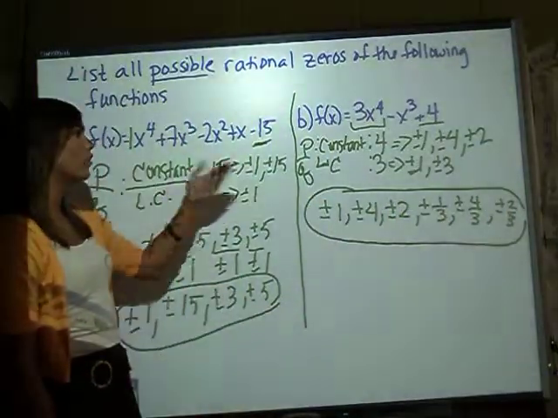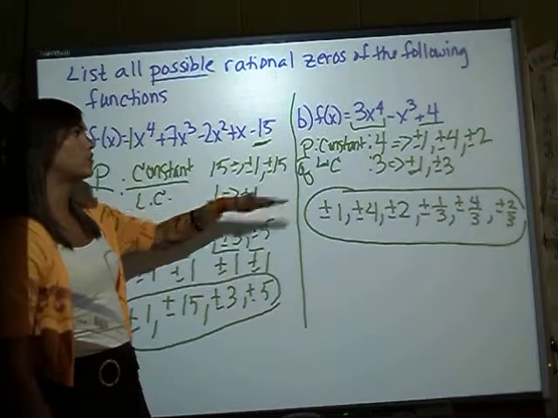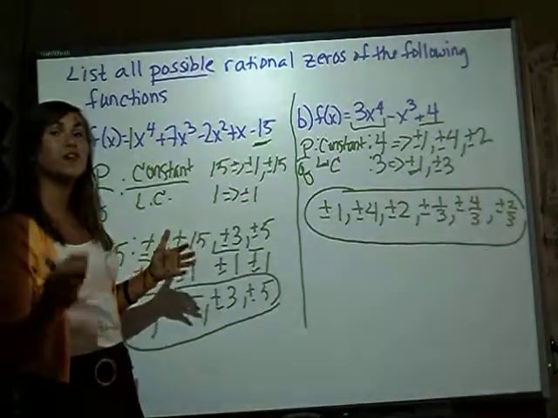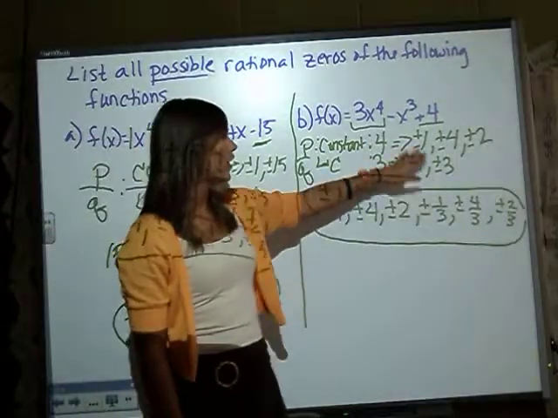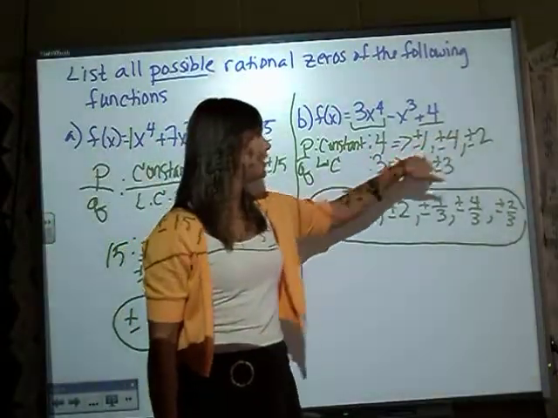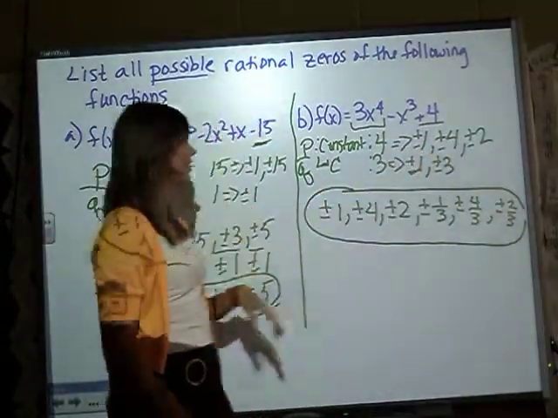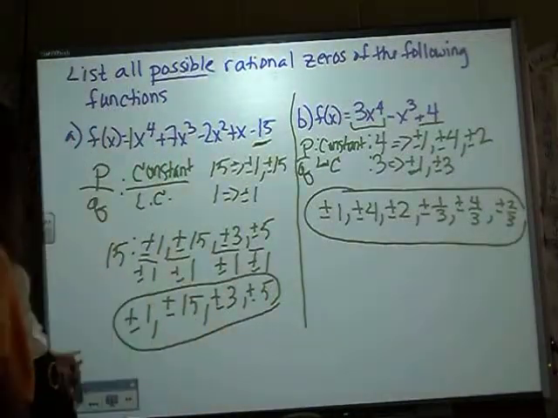Okay, so when you have more than one factor for q, you're going to get a little bit more. Sometimes you might duplicate, but just don't count the duplications. But here, we have to make sure that we divide all of our p's by all of our q's. Okay? Line up your q's. Alright.